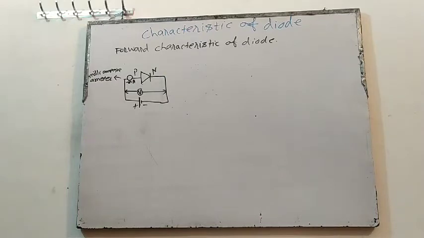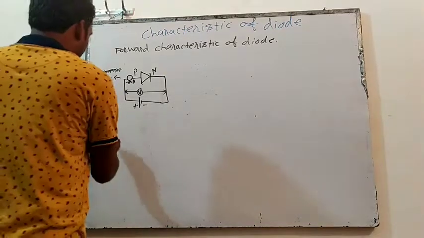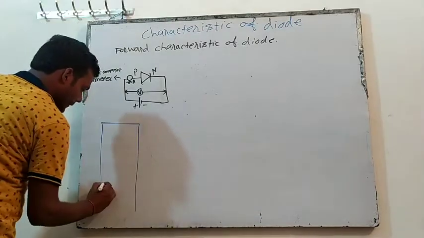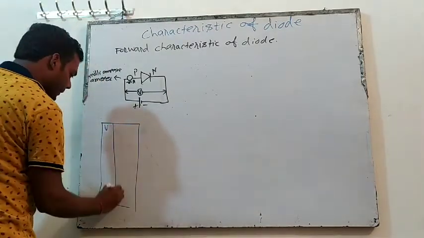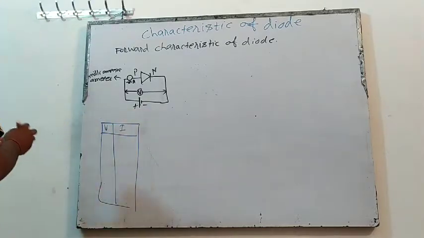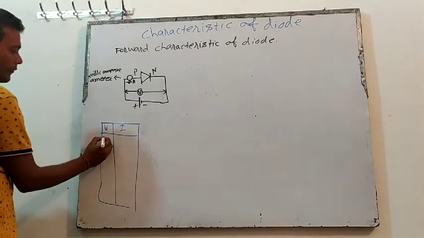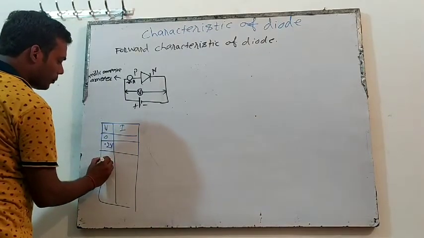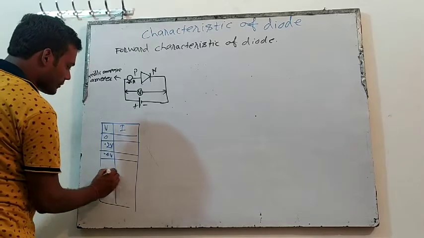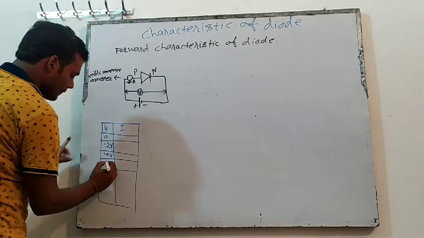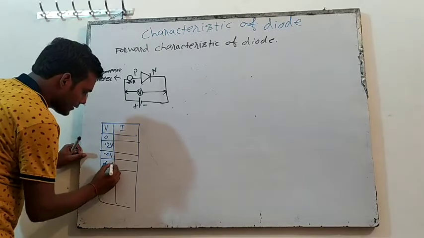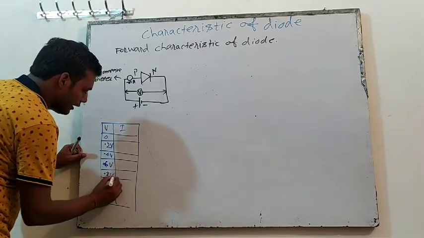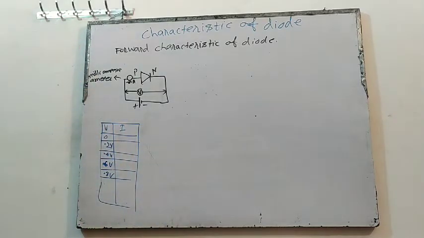Now see what will happen. When I start to give different voltages, then for different voltages I will make the graph. So first we will take voltages like this: 0, 0.2 volt, 0.4 volt, 0.6 volt, 0.8 volt, like this I will go on. And then I will measure the current.